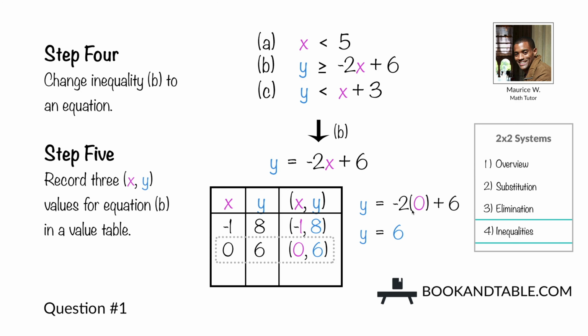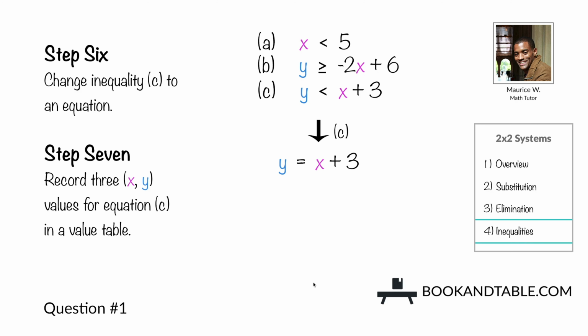When x is 0, we get y is equal to negative 2 times 0, which is 0, plus 6 gives us 6. So the second point in the value table is 0, 6. And when x is positive 1, we get negative 2 times 1, which is negative 2, plus 6 is positive 4. So the third point in the value table is 1, 4. And now that we have a value table for B, we want to create a value table for C.